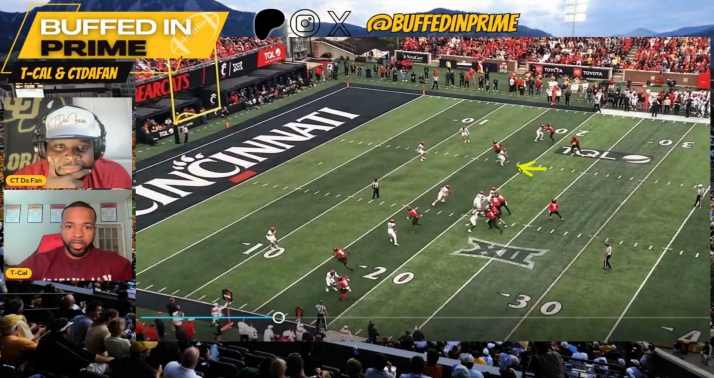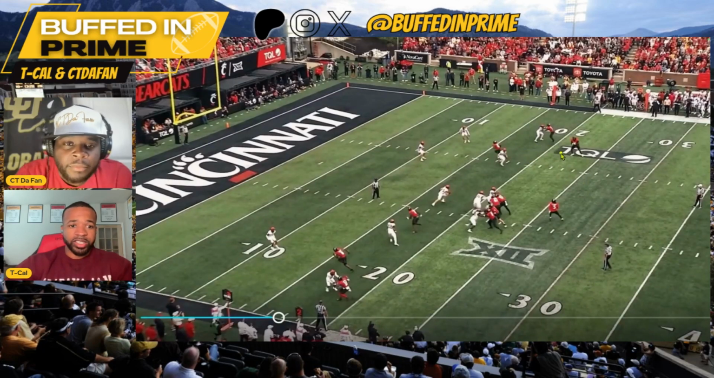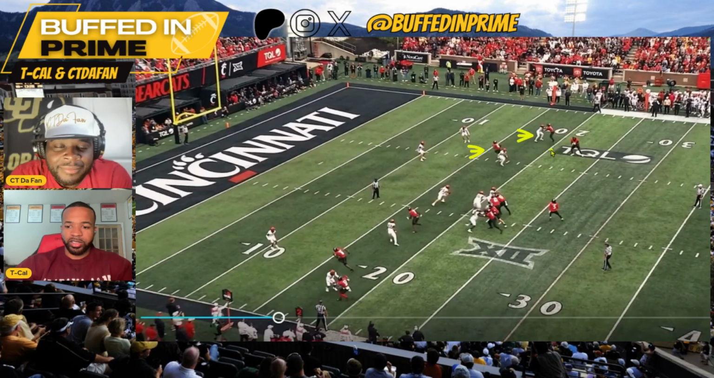Something else you see is right here. He is looking for this screen play right here. He's looking to go get him on the screen. He's not an eligible receiver. He is, and he is. And that's why he's not going downfield, because then that would be an illegal man downfield.